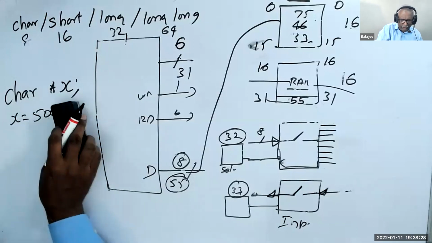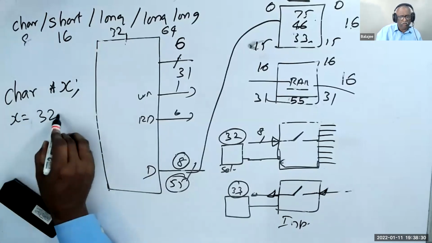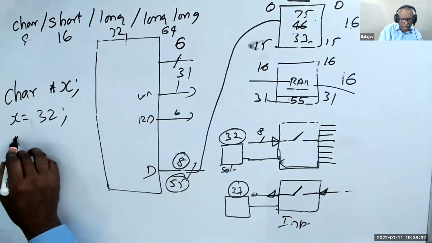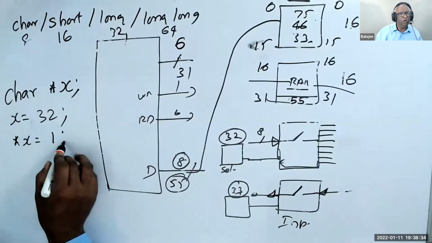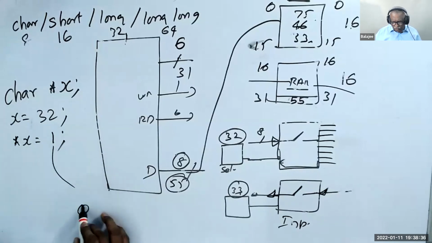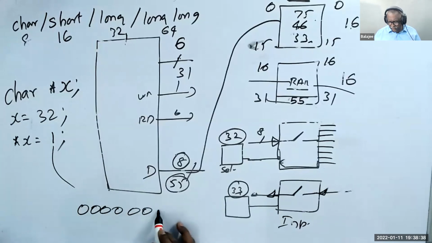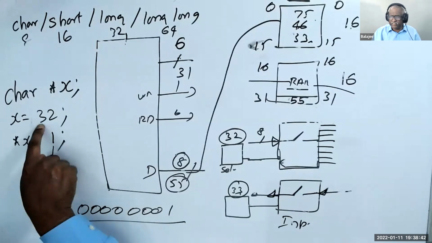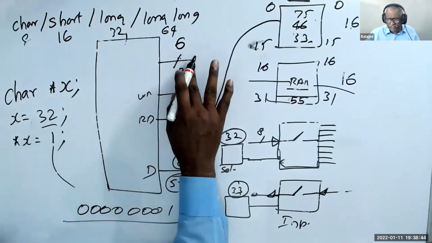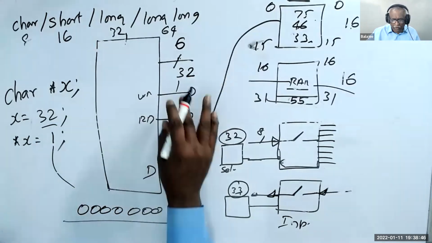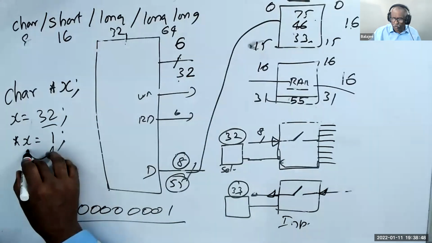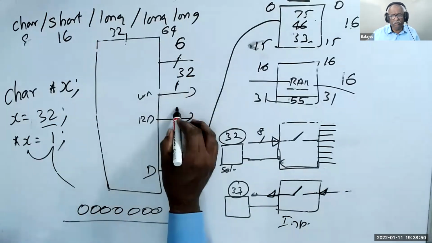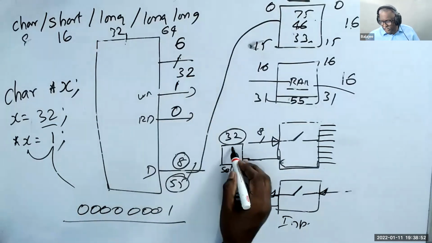X is equal to 32. I've given 32 now. And star X is equal to 1. 1 means binary. That is 00000001. Understand? Now, since the 32, the microprocessor gives 32. And you are writing. So write becomes 1, read becomes 0. Now this 32 is matching.